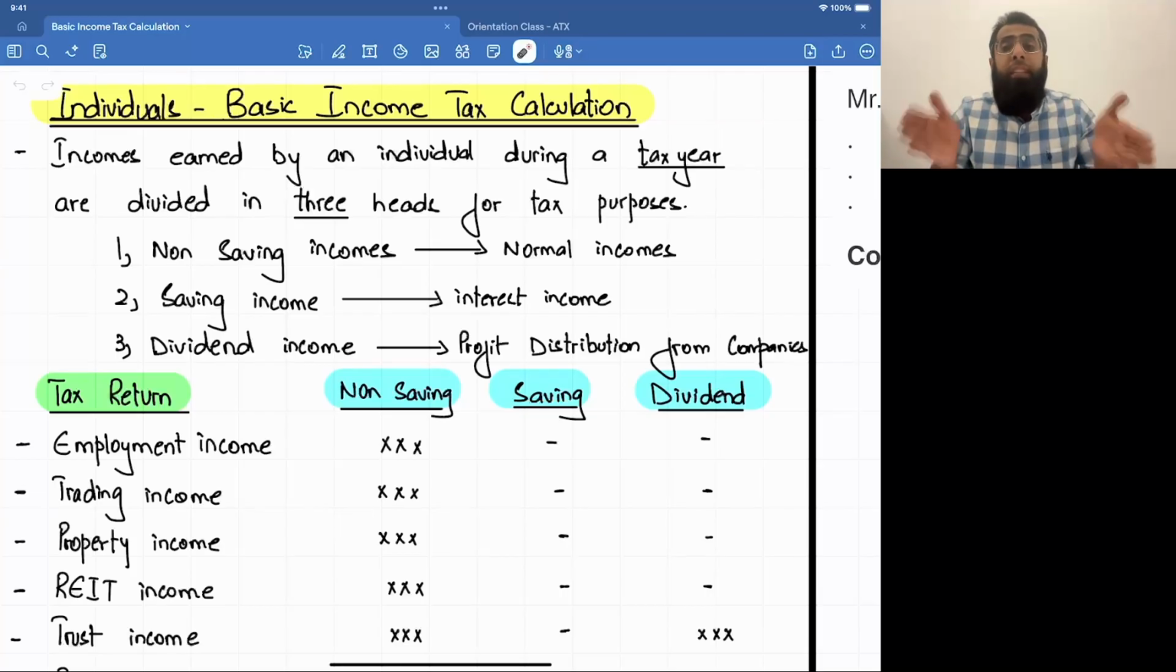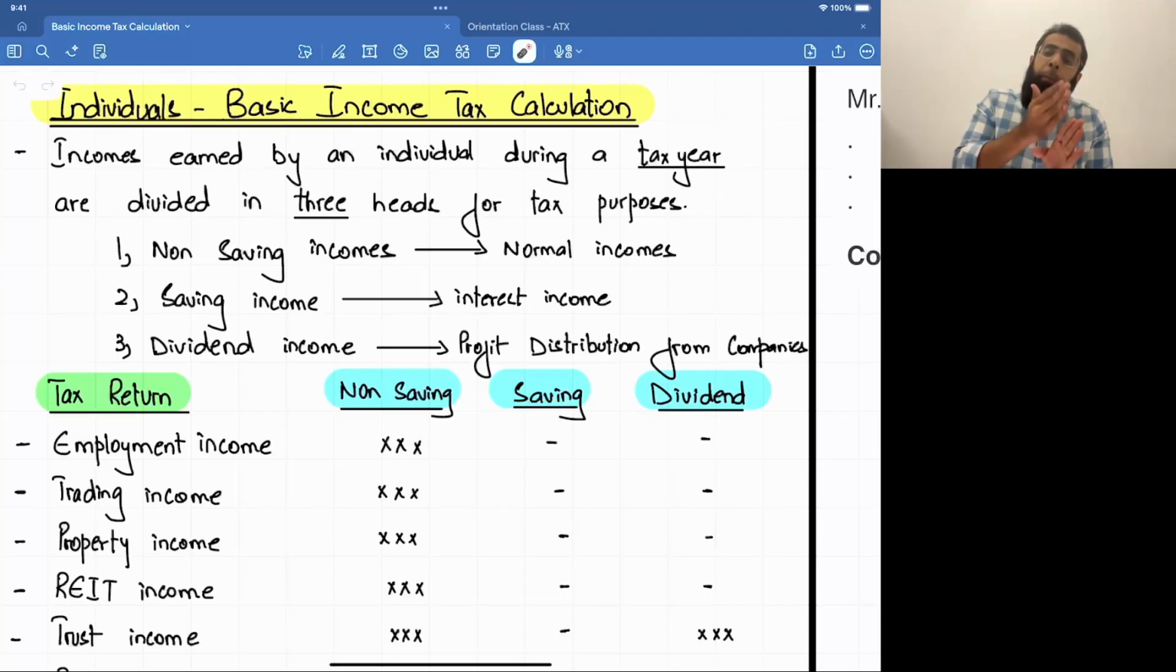Now, what is the tax year in the UK? Listen to me carefully. The tax year in the UK starts on 6th of April every year and it ends on 5th of April. So the UK tax year is 6th April to 5th April, like 6th April 2024 to 5th April 2025, then 6th April 2025 to 5th April 2026.